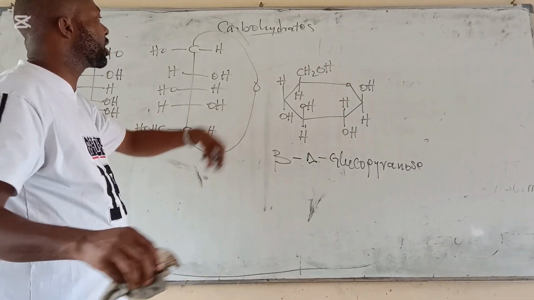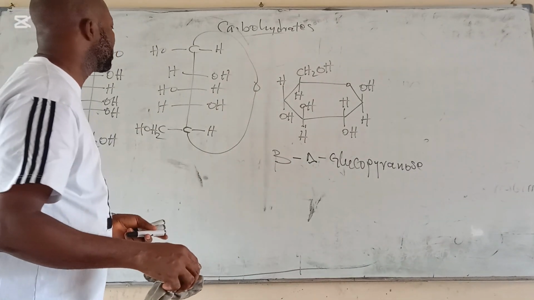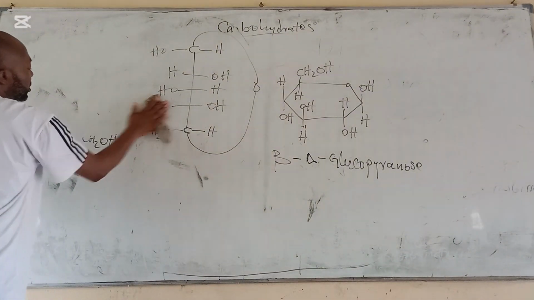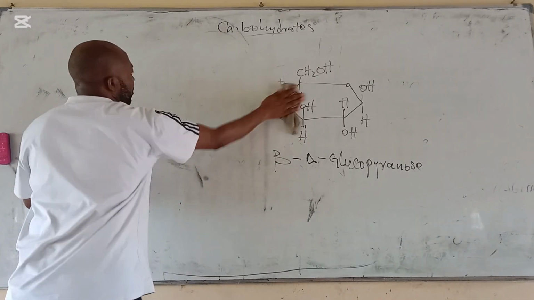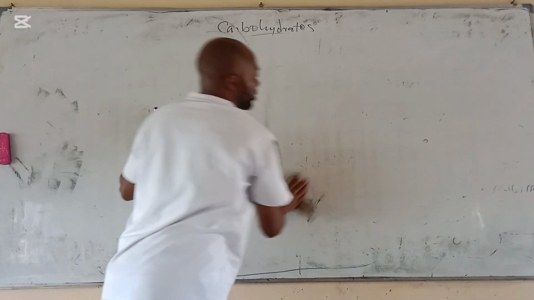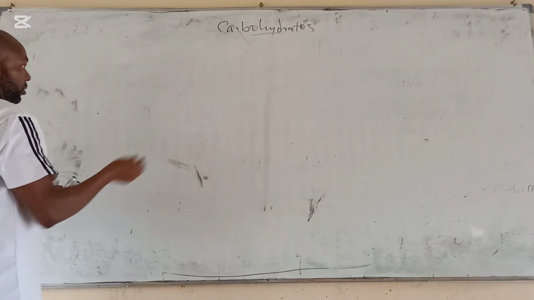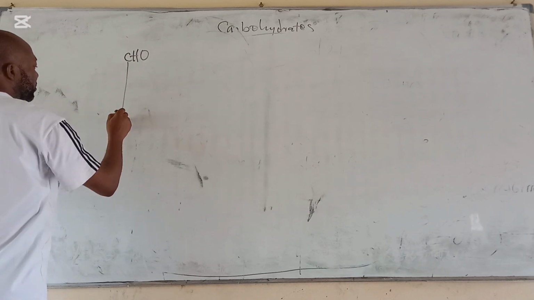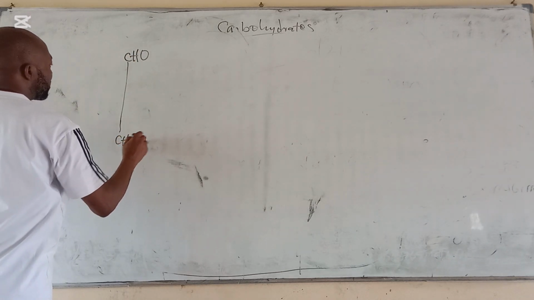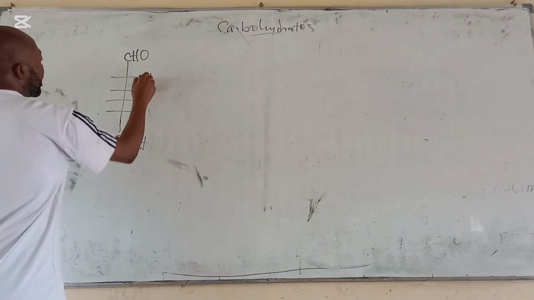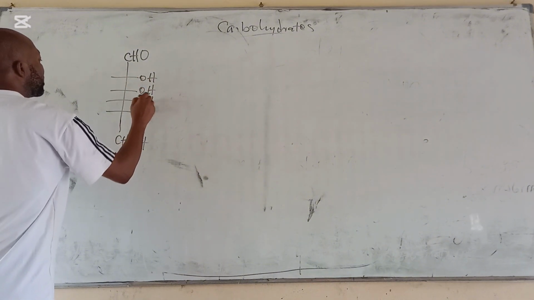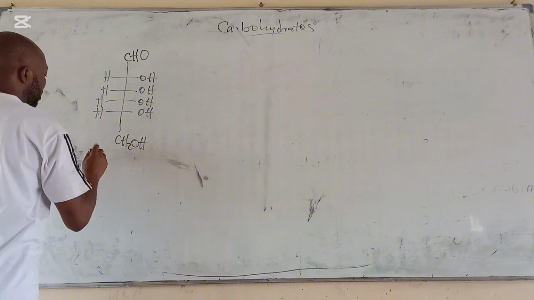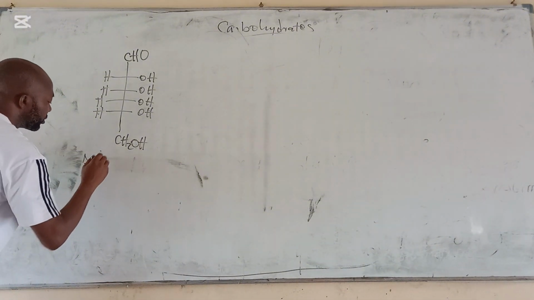Let's form another ring structure. Have I done mannose? I don't know if I've done mannose, but let's do it again in case we've not. Or let's deal with allose. Allose, I have this: OH, OH, OH, OH. All the hydroxy groups are at the right in allose. So this is D-allose.